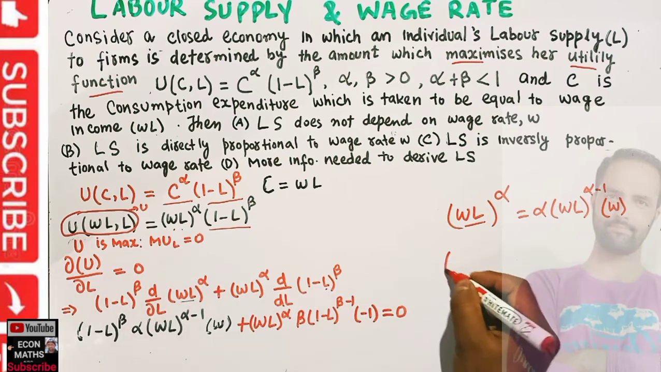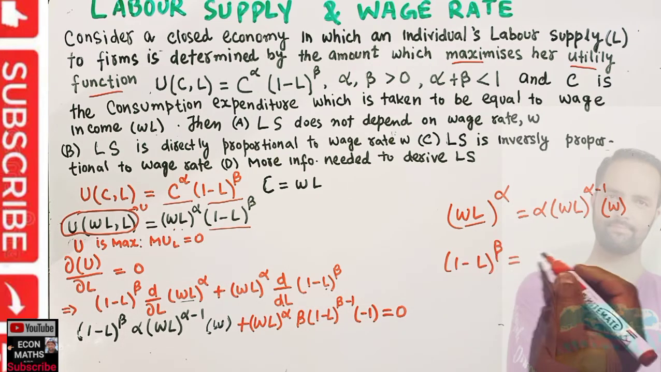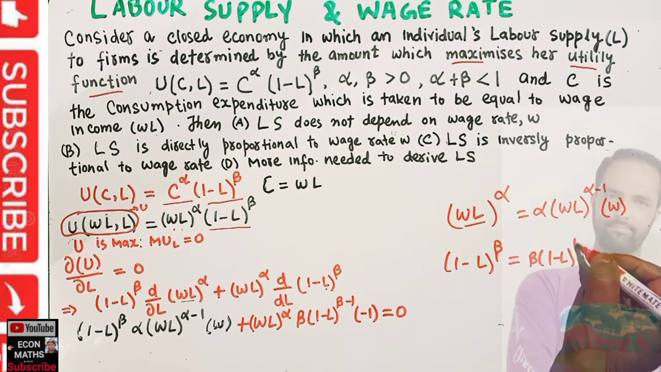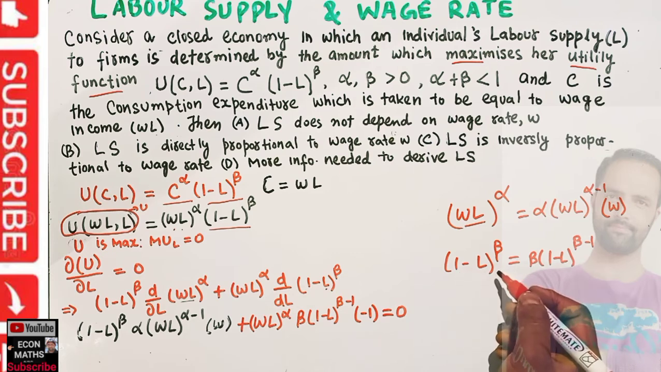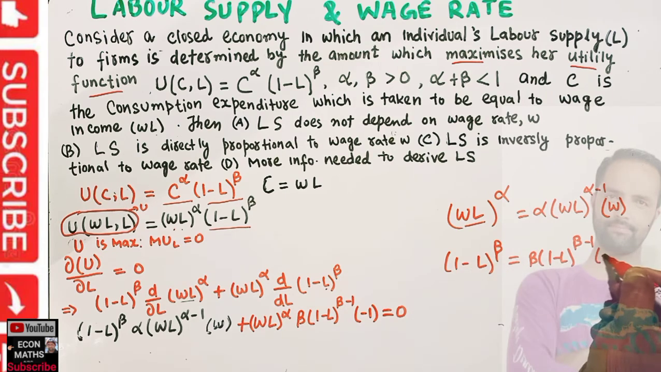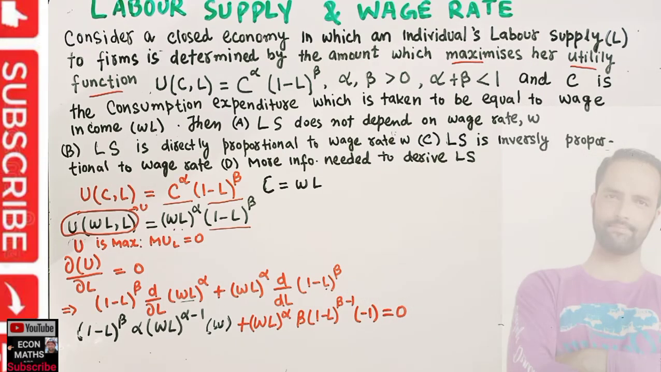And similarly we have (WL) to the power alpha as it is. What is the derivative of (1 minus L) to the power beta? Simple, the exponent becomes the coefficient. We have (1 minus L) with the exponent reduced by 1, and then we internally differentiate: the derivative of 1 is 0, the derivative of L is 1, so this is minus 1 here. Simple explanation that I wanted to give you. Now let's try to solve it again.